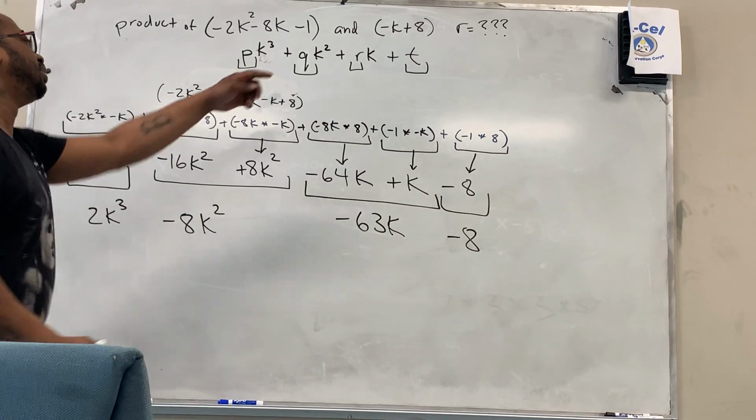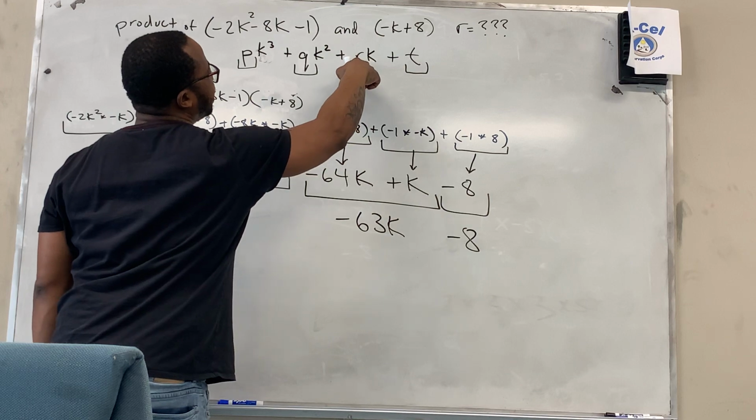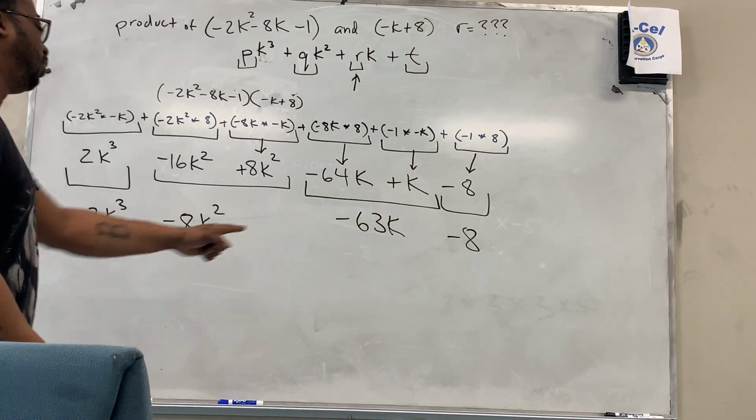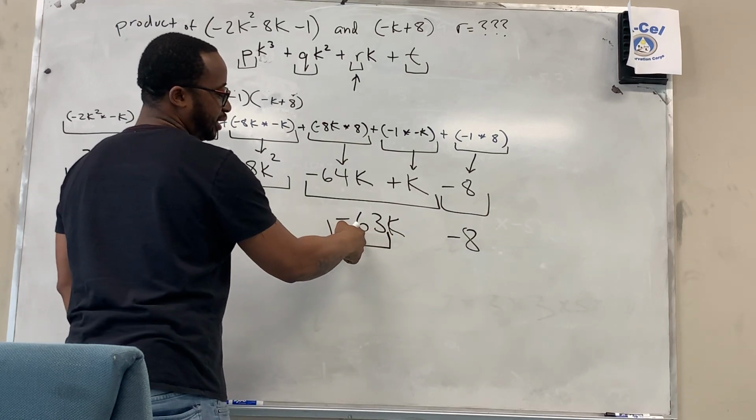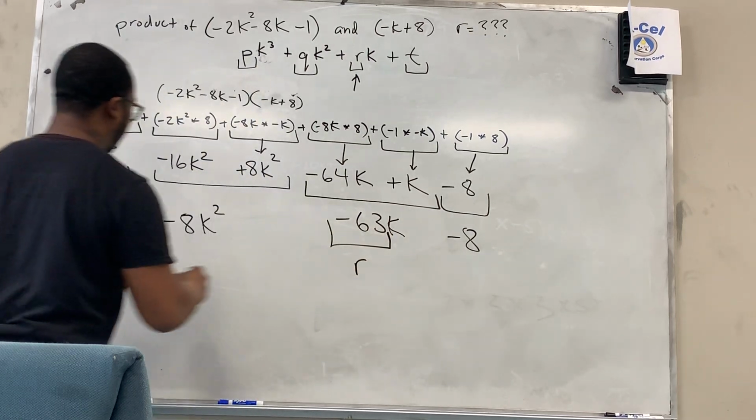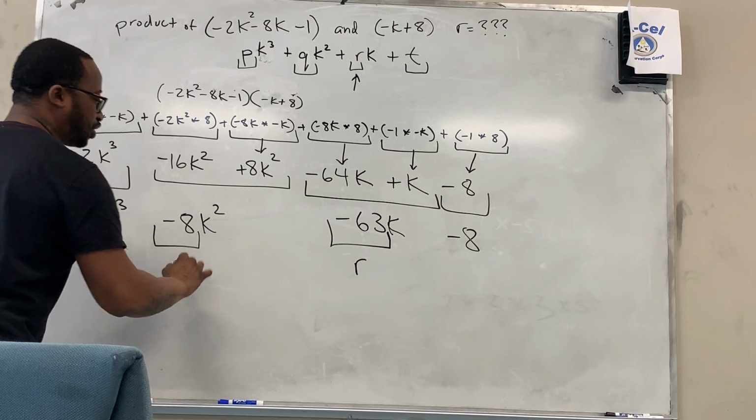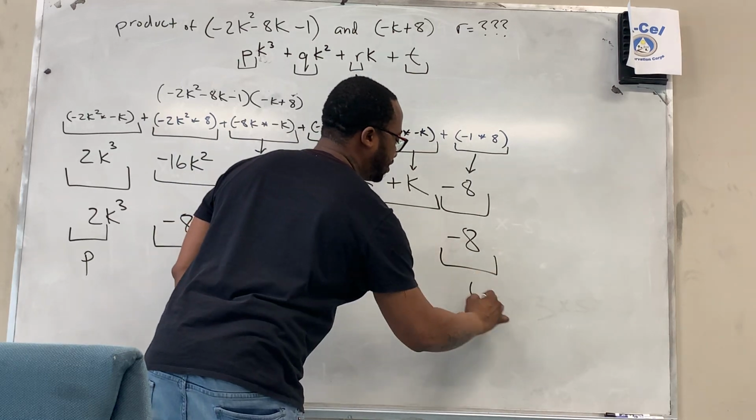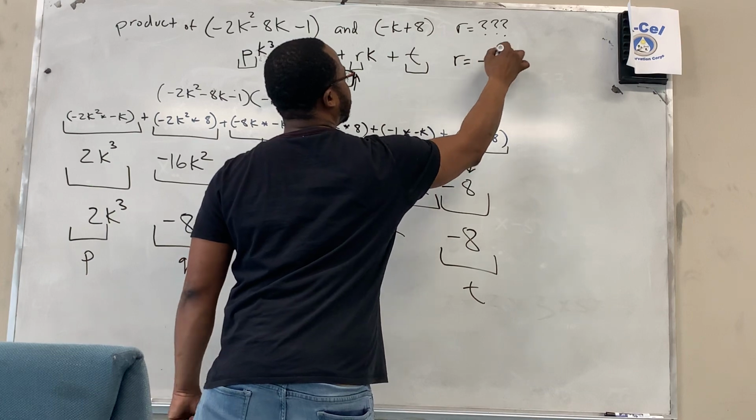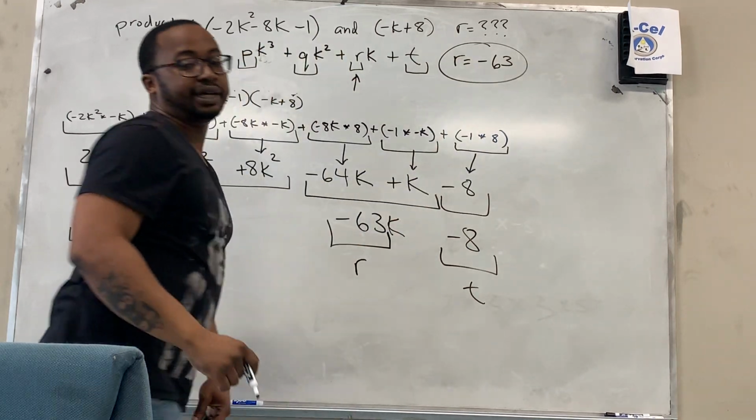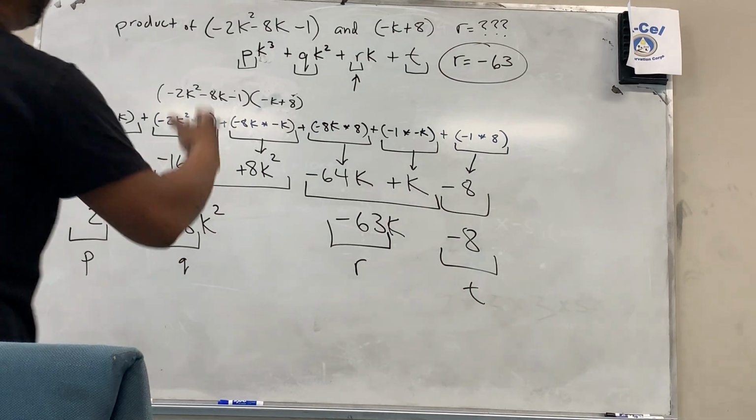Now remember, we're looking for r. Whichever one has just the k, whatever's in front of it is the r. So here's the k. What's in front of the k? It's your negative 63. This is your r. This is your p. This is your q. That's your r. And this is your t. So r is going to be equal to negative 63. And I believe that is the answer C. So C would be your answer.